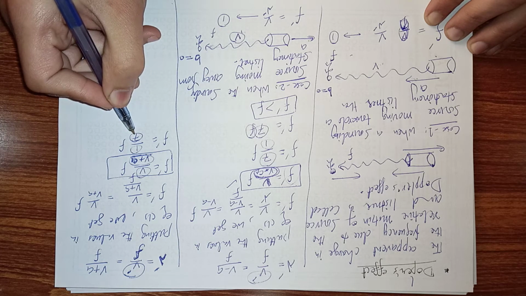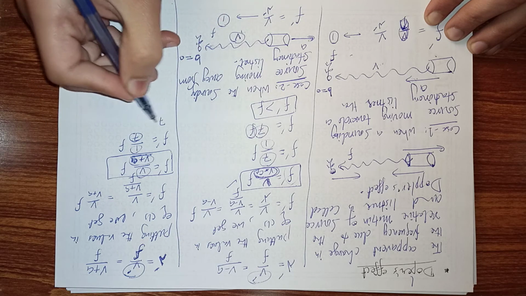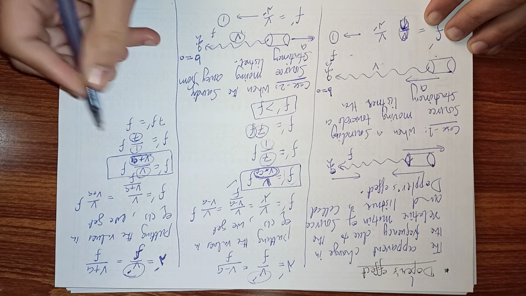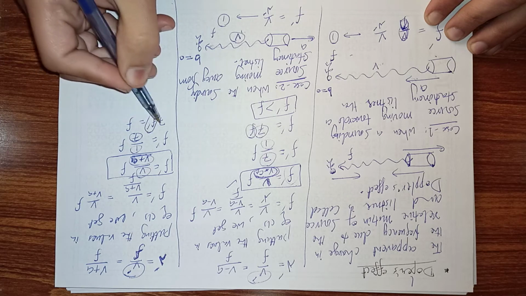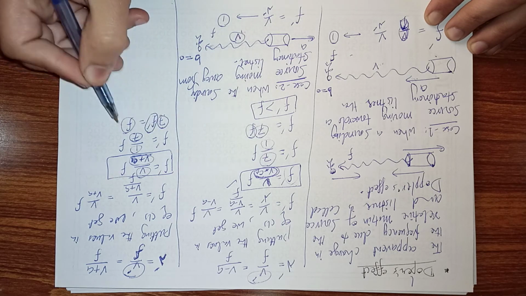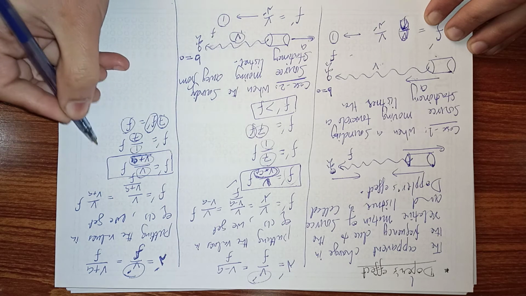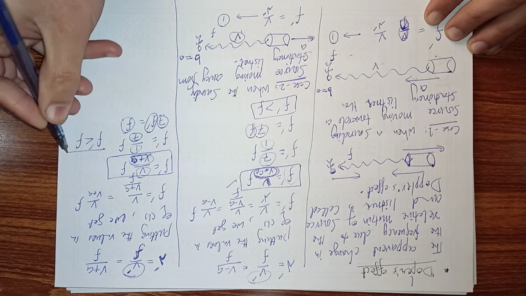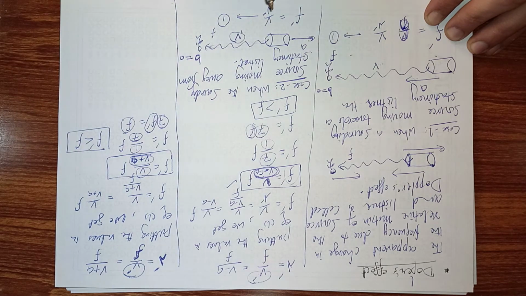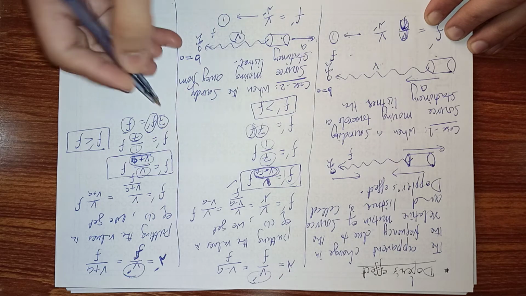If the denominator is greater, what does it mean? Shift the 7 to the right side, so it will be 7f prime is equal to f. It means that if you multiply 7 with the new frequency, you get the old frequency. So the old frequency is greater than the new frequency. In common sense, if the source is moving away from the stationary listener, the listener will observe a much smaller frequency than the original frequency. So this is case number 2. Okay.